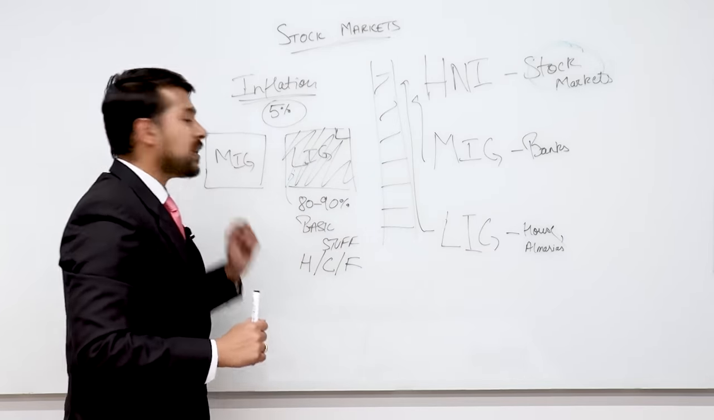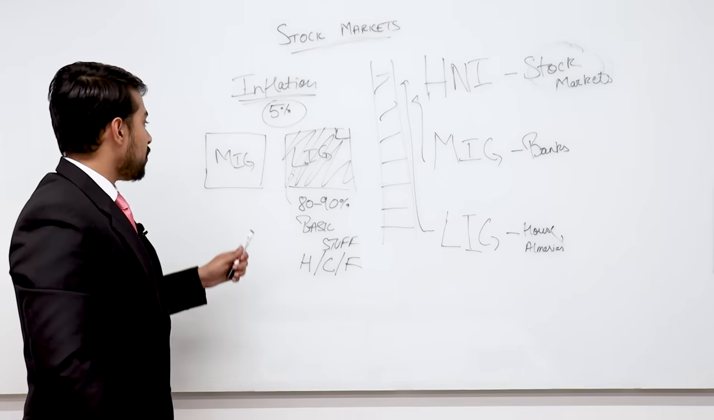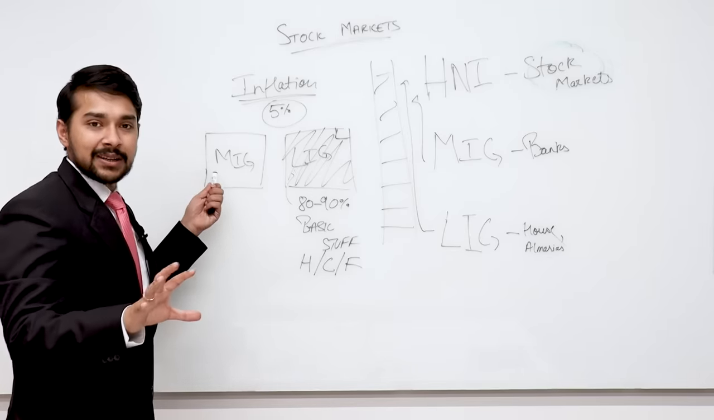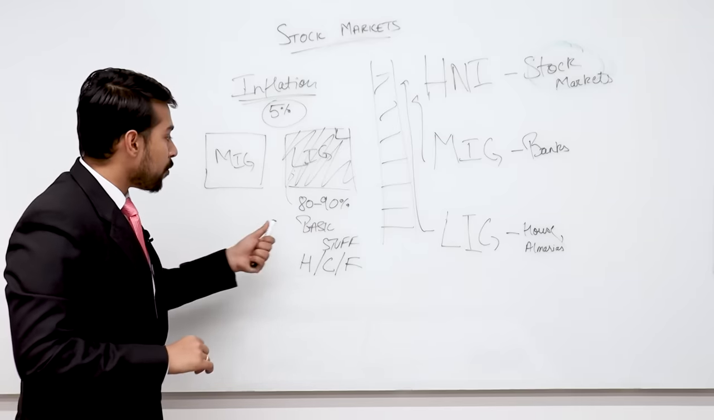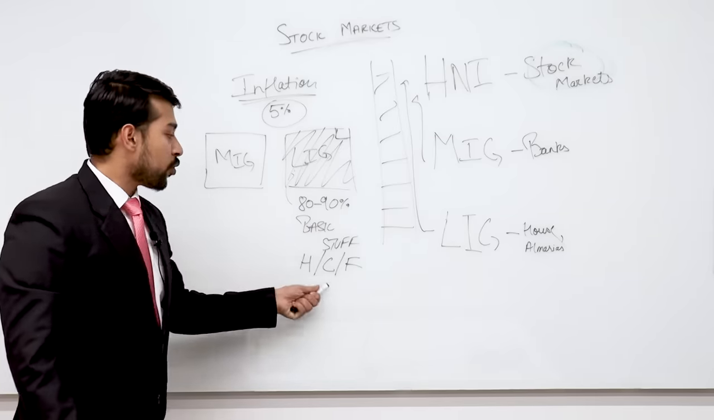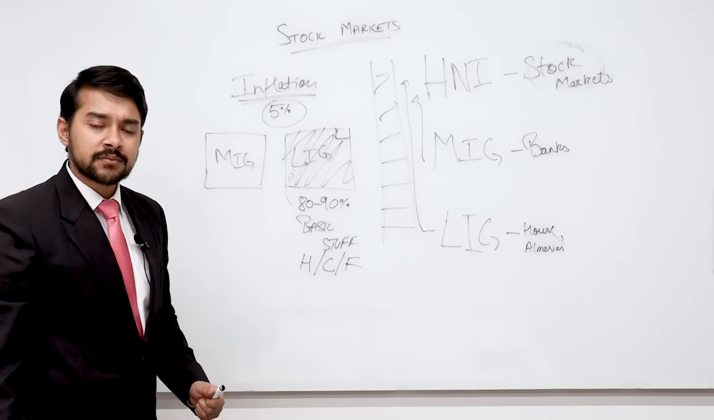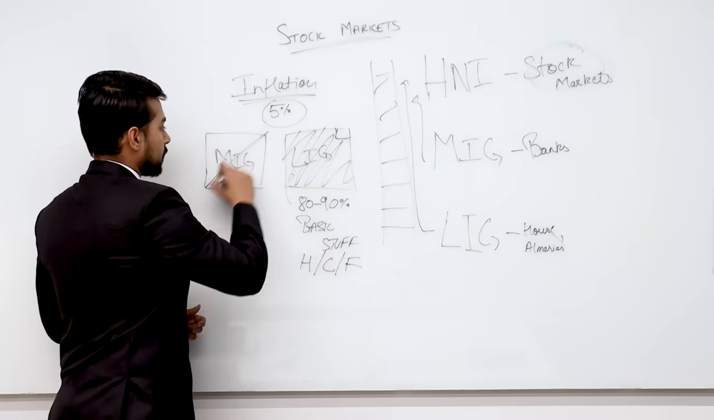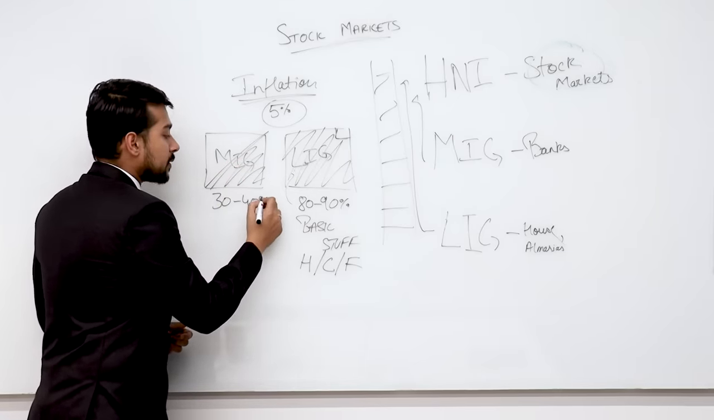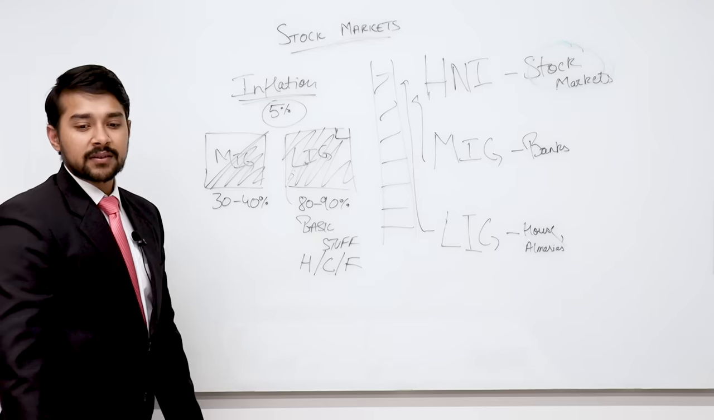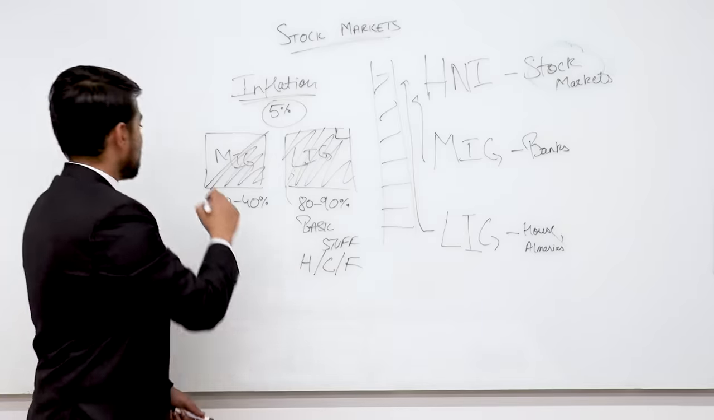Now let's come to the middle class group. Now according to you, what amount of a middle class group's income does a MIG family or a person falling in this category spend on basic necessities, that is house, clothes and food? Ghar, roti, kapda. How much does a middle class person spend on this? Statistically, if I tell you, it's 30 to 40%. Just 30 to 40%.